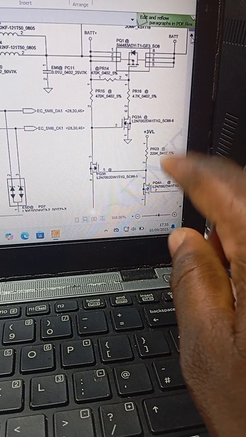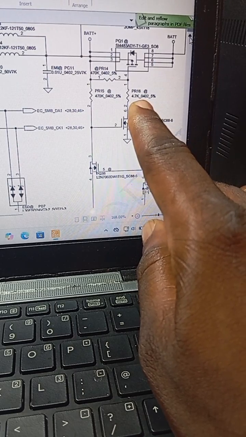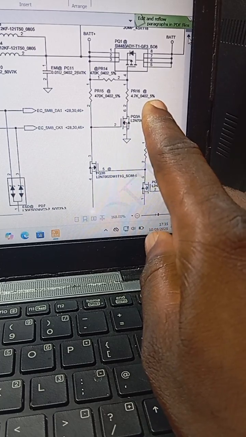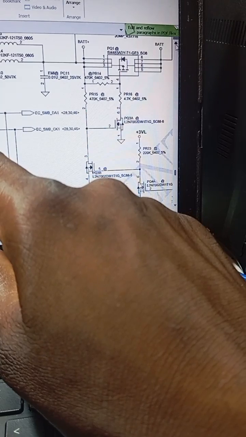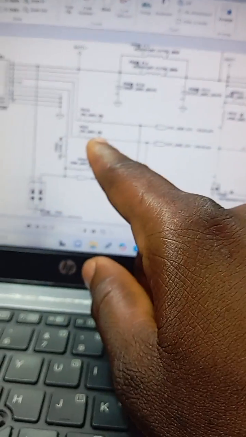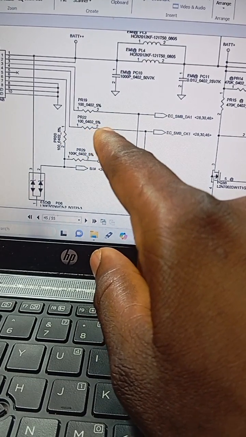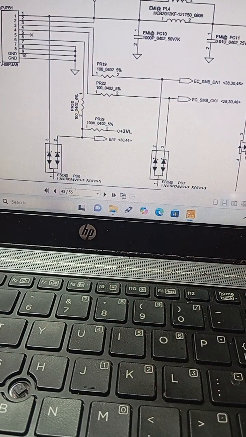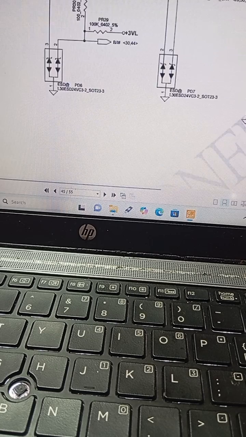Each of these resistors has a tolerance of its own. Like here now, the 4.7k resistor has a tolerance of 5%. And this one also, the 100k, has a tolerance of what? Of 5%. If you look at it, the 100k resistor has a tolerance of 5%. So that is how the voltage flows. Now let's proceed. We'll see that as we proceed.